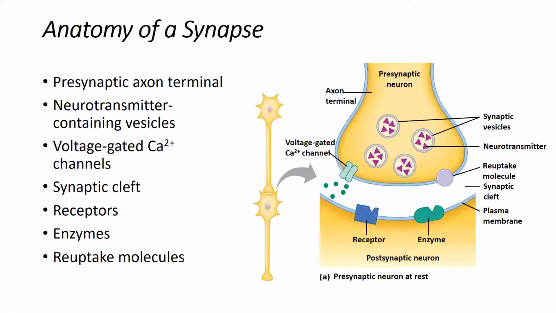All right, I'll go over those again. We have a voltage-gated calcium channel specifically. We have our synaptic vesicles, which contain some type of neurotransmitter. We'll talk about what those are later. We have a receptor that is unique to this neurotransmitter on the postsynaptic neuron itself. And then we also have an enzyme and a reuptake molecule that are responsible for degrading and reuptaking the excess neurotransmitter that's left.